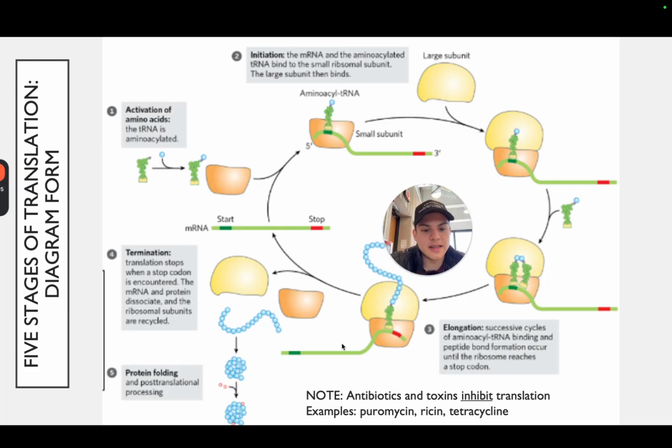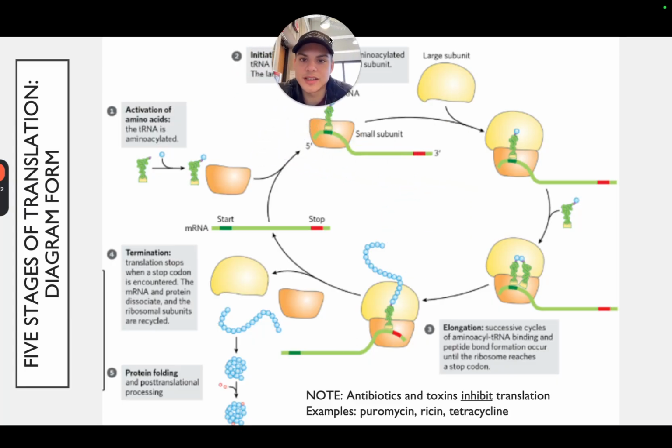And also note that antibiotics and toxins inhibit translation. For example, puromycin, ricin, and tetracycline all inhibit it.